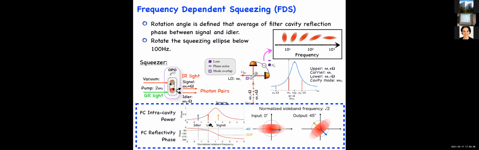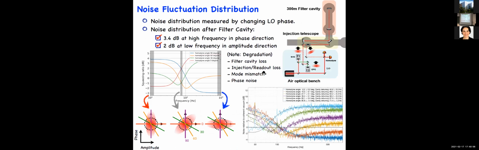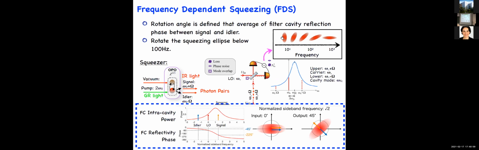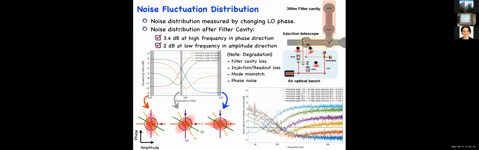So we can see when the signal and idler are very close to the local beam, the phase delay is about minus 90 degrees. So you can see the squeezed state is rotated by minus 90 degrees, and you can get this type, which is vertical. So in the medium range, you can see the squeezing angle slowly rotates to 90 degrees. Okay, so actually we can measure at different quadrature angles like this.